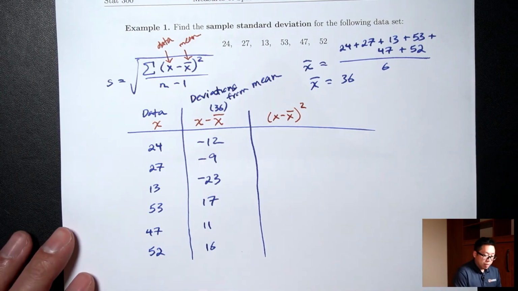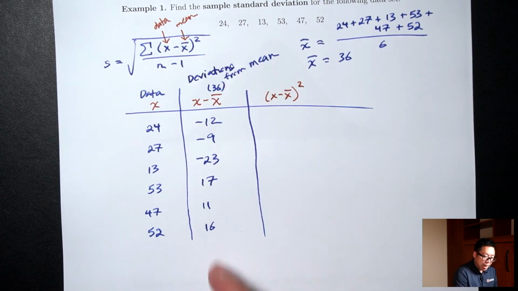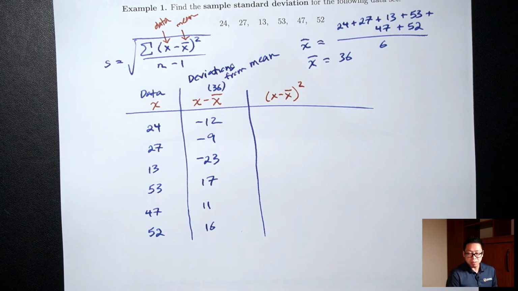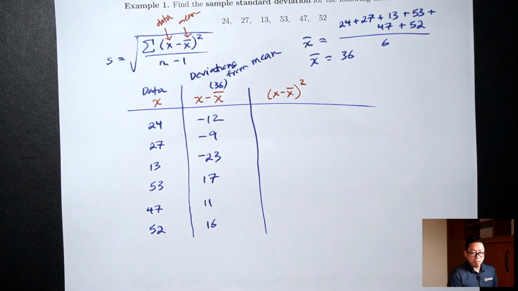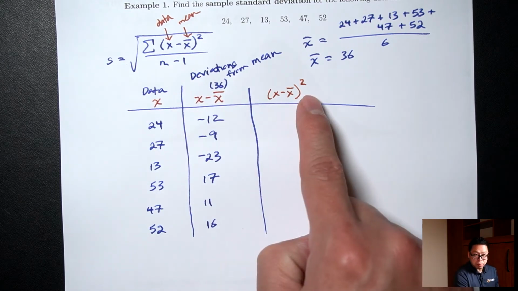Remember, we said that with the deviations, we wanted to take the average, but it's a fact that if we add up the deviations, we always get 0. That's the fact of the mean. And the issue was these negative numbers. The way we got rid of the negative numbers was to square things. So that's where that's coming from. So this is just telling me, take these deviations and square them.